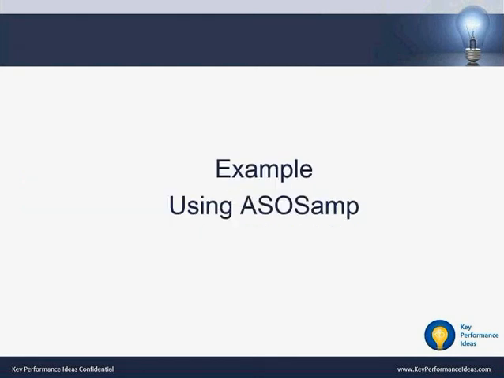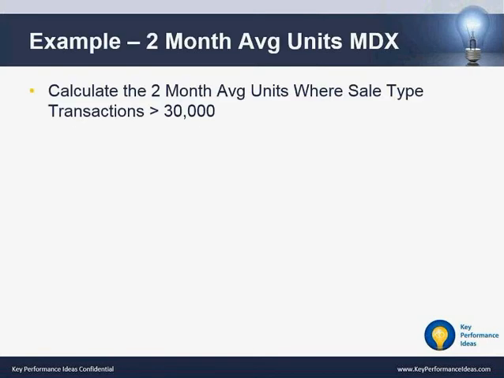Okay, so we're going to do our example. This is actually from the ASO sample database. I am simply adding a member. Everything else in here already exists, so this is something if you wanted to go in and recreate it within your ASO sample database, you absolutely could. So the example that I'm using is we're going to calculate a 2-month average units where the sales type transactions are greater than 30,000.